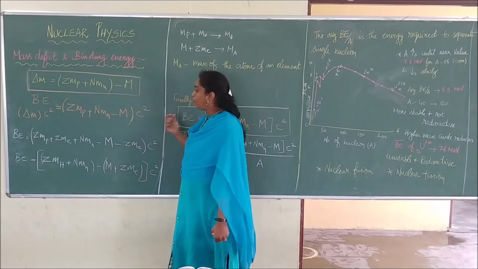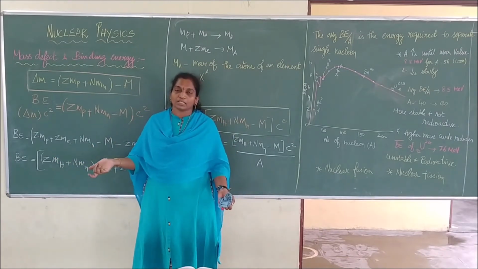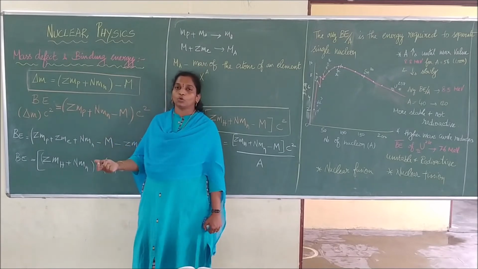How to do that? See, it's very simple, right? So what we have to do? If I take the mass of an atom, what are the masses to be there? Mass of proton, neutron, and electron.